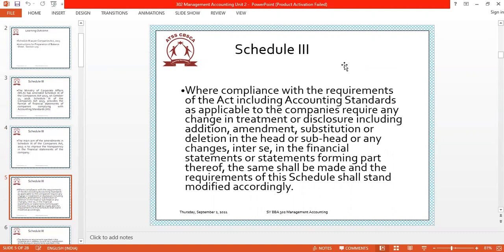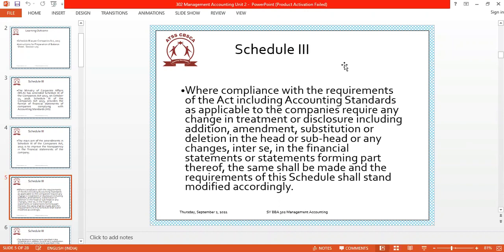Where compliance with the requirements of the Act, including accounting standards as applicable to the companies, requires any change in treatment or disclosure, including addition, amendment, substitution, or deleting in the head or subhead, or any changes inter se in the financial statements or statements forming part thereof, the same shall be made, and the requirements of the schedule shall stand modified accordingly.